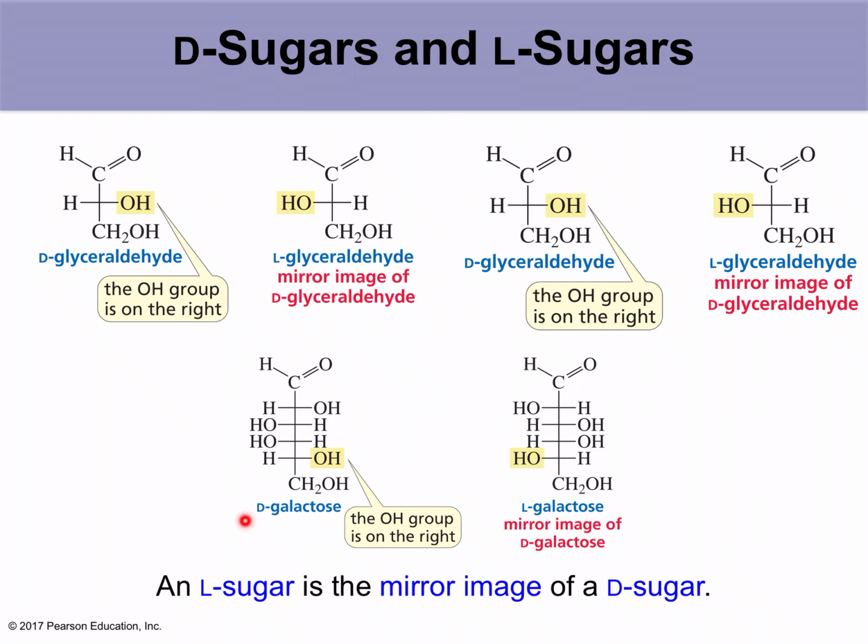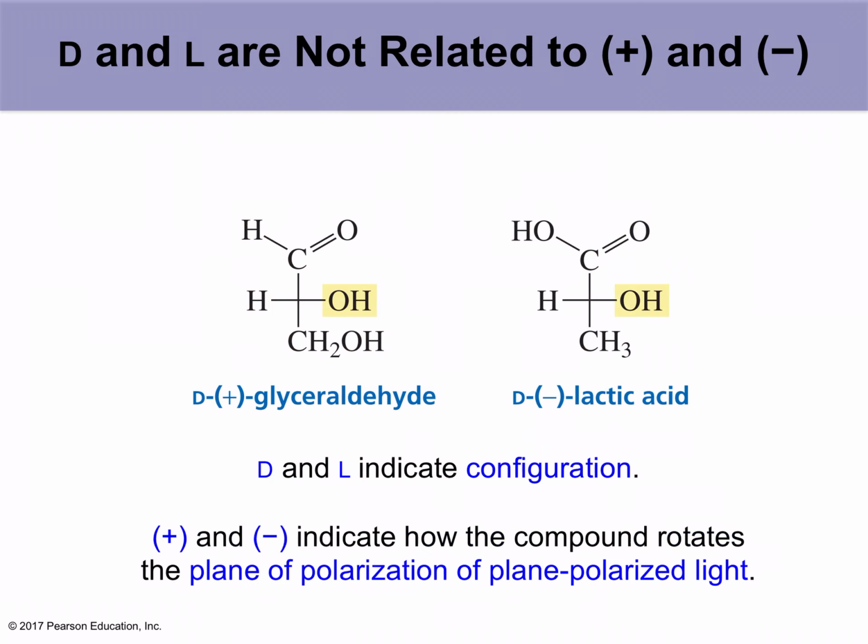Now this is another sugar, D-galactose. Remember, we are not looking at the hydroxyl group on the very last carbon, but the one before that. OH to the right, so that is D-galactose. OH to the left, that is L-galactose, mirror image of D-galactose. So the L sugar is the mirror image of the D sugar. And this D and L are not related to plus and minus.